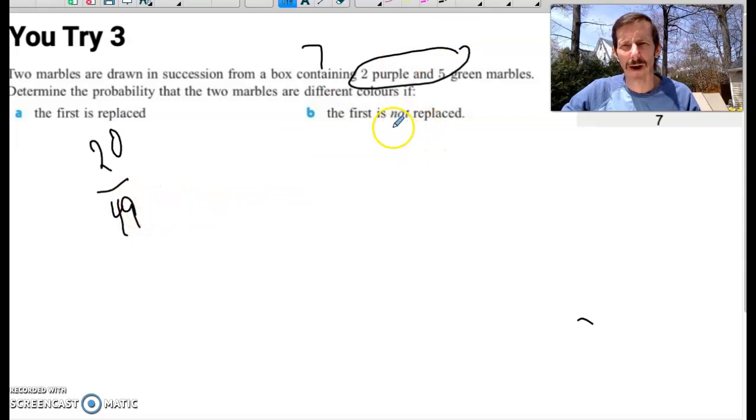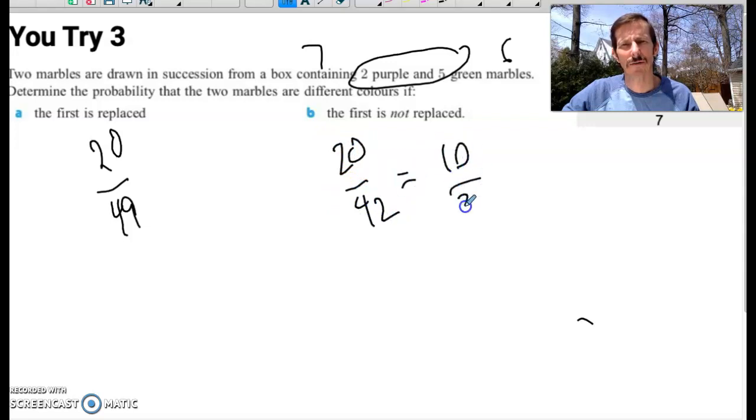If you did not put it back, then for that second marble, you're only going to have 6 to choose from, and so that's going to change things. I ended up with 20 out of 42, which I reduced to 10 out of 21. So these were the 2 answers. There they are without the tree or the calculations.